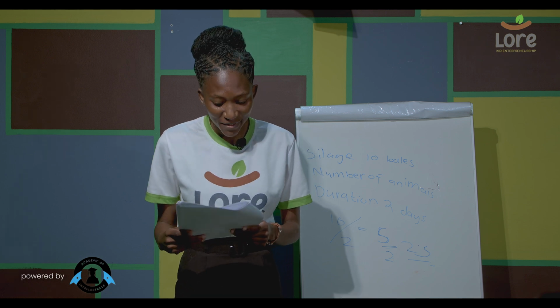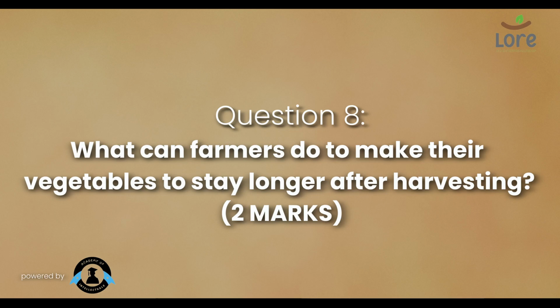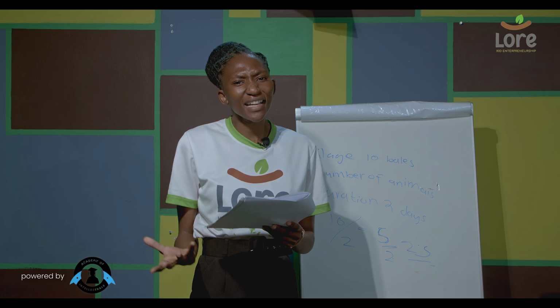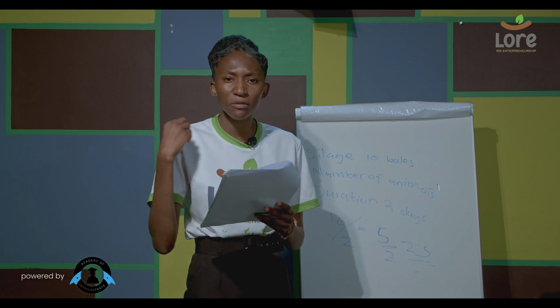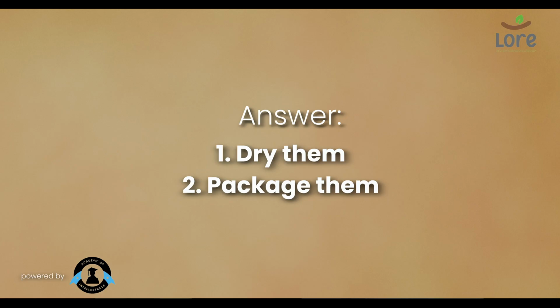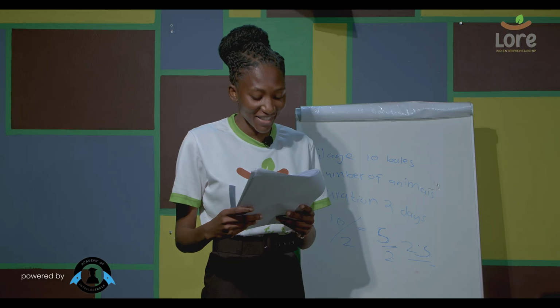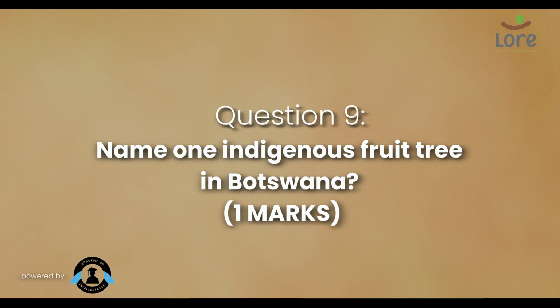Question 8 says, what can farmer do to make their vegetables stay longer after harvesting? Basically, this question is asking us, what can farmer do to increase the lifespan of our vegetables? The answer, they can dry them or package them. Question 9 says, name one indigenous fruit tree in Botswana.